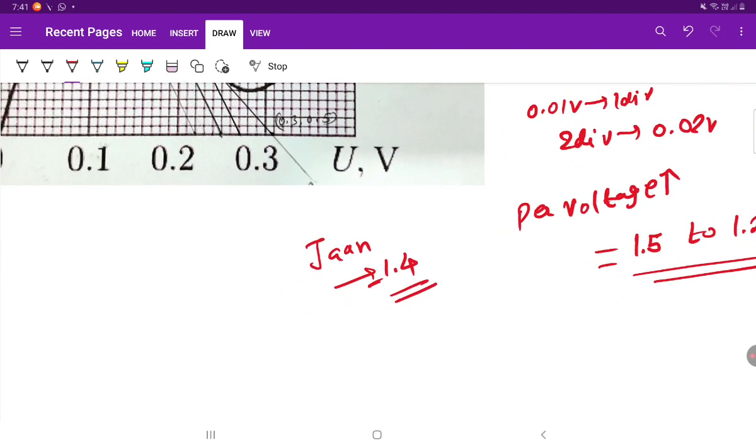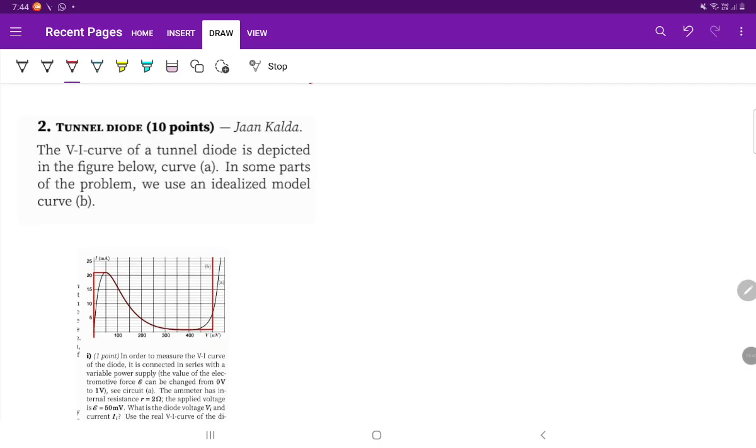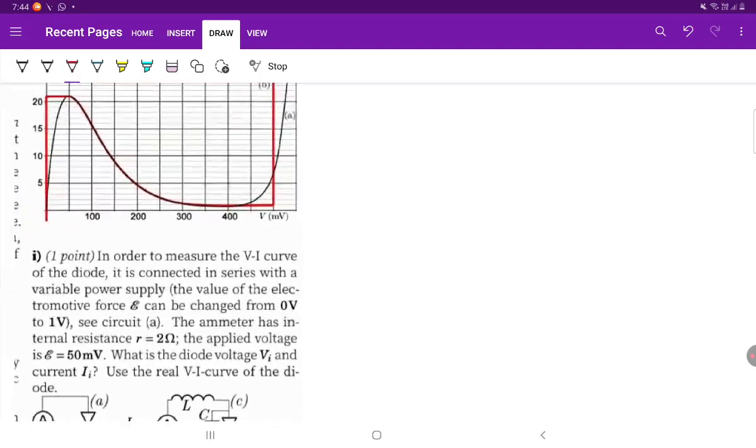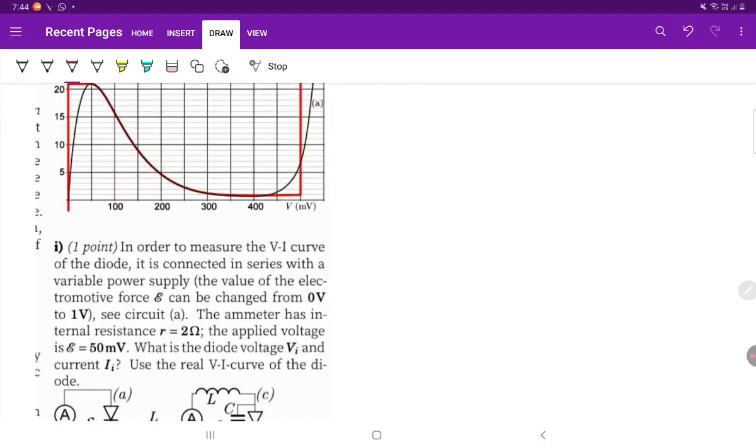Now we will be seeing another problem from NBPhO. Well, the next question is from an NBPhO previous year paper. The question states that there is a tunnel diode whose IV characteristic is given, and we use an idealized model, that is part B. In order to measure the VI curve of the diode, it is connected in series with a variable supply. The value of the electromotive force can be changed from 0 to 1 volt. The ammeter has an internal resistance of about 2 ohms. The applied voltage is 50 millivolt. What is the diode voltage V1 and the current I1?